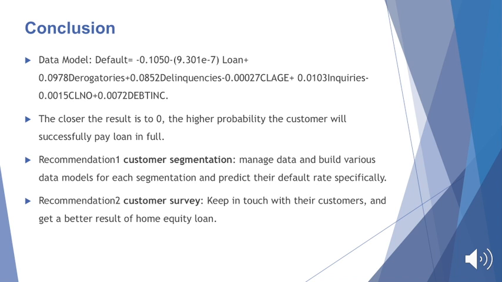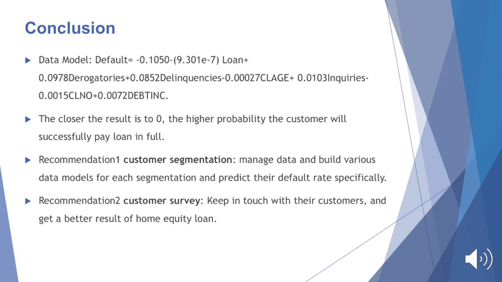Finally, we got conclusions below. First of all, we can build a data model for the bank to predict the default loan of a customer. Second, the closer the result is to 0, the higher the probability the customer will successfully pay the loan in full.